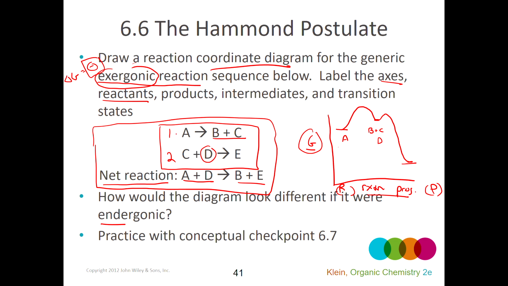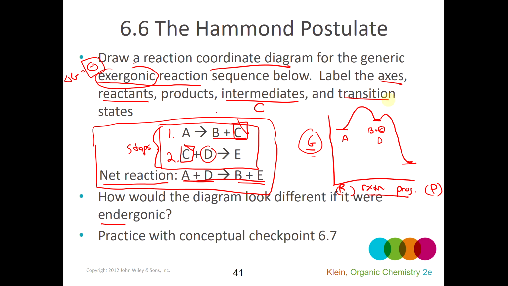So this is basically just to help you recognize that the number of steps in a mechanism can be translated into the number of transition states in a reaction coordinate diagram. What's the intermediate? The intermediate is something that's formed in one step and then goes away in the second step. The intermediate does not appear in the net reaction because it's formed and then it goes away. It cancels itself out. So here the intermediate is C, and that's here at this point.